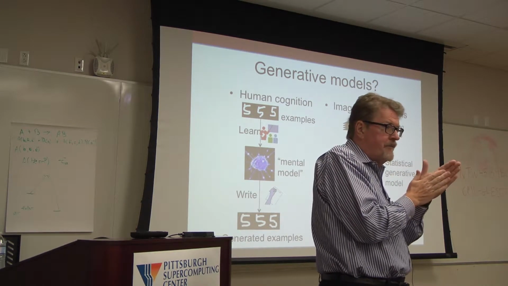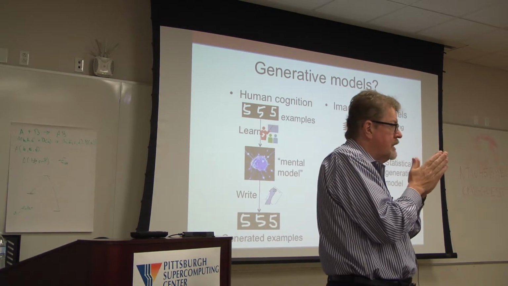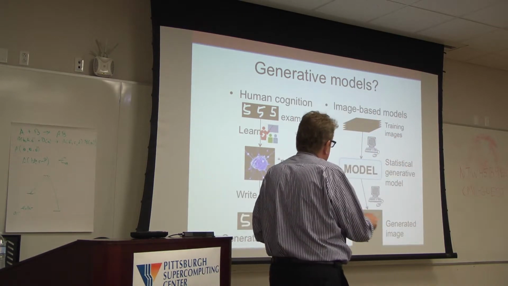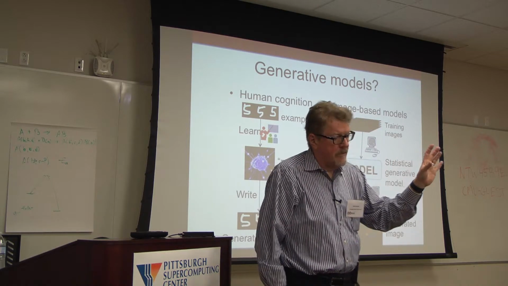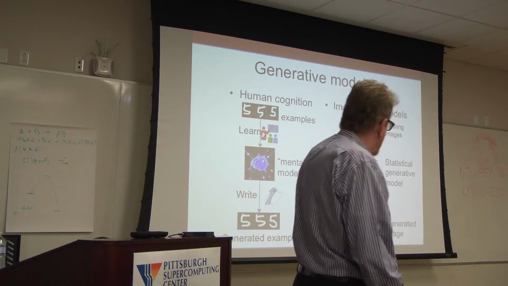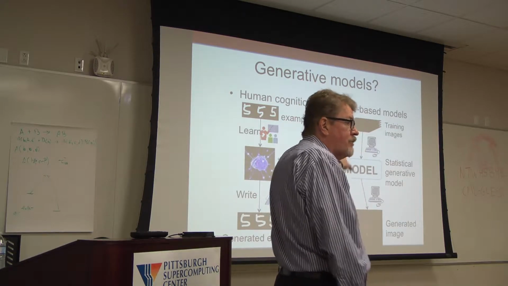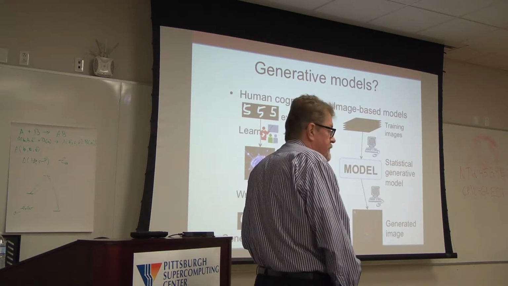Everybody got that? Yeah? Okay. So that's what we're trying to do, is to do that for cells. Okay? We want to take a bunch of images of cells, and we want to build a model, a statistical generative model, of the spatial organization of those cells. Okay?